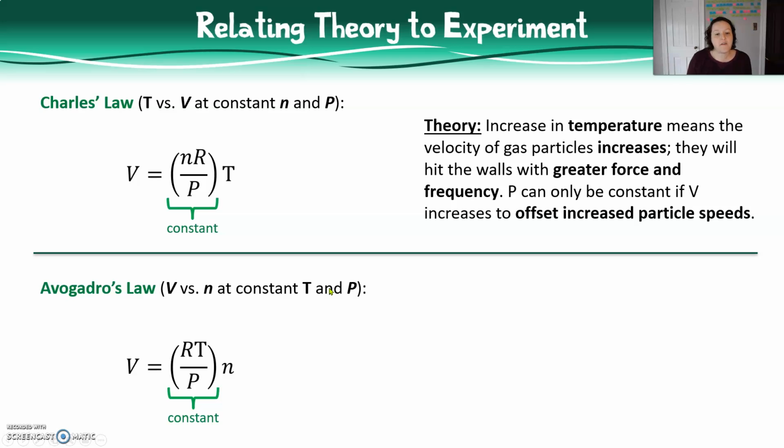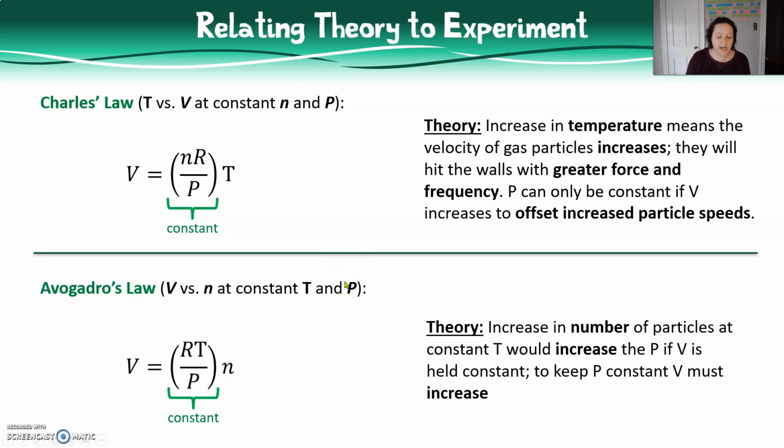For Avogadro's law, the temperature and the pressure are held constant and the relationship between volume and the moles of gas is examined. And again, we can reason out the experimental observations by considering what's happening to the pressure when the number of gas particles increases. This is also very similar to the last case because as we go to more gas particles, the gas molecules now collide with the container walls with more frequency. So they're not moving faster, so there's not more force with the collisions, but because there's more of them, they should hit the container walls more frequently, similar to what happens when we increase temperature.